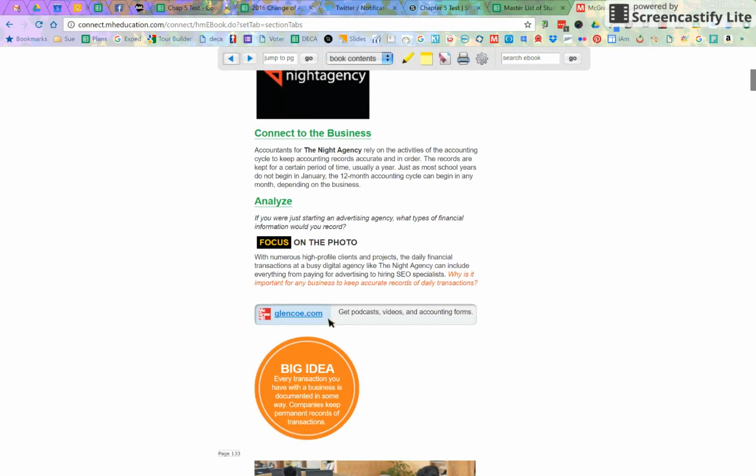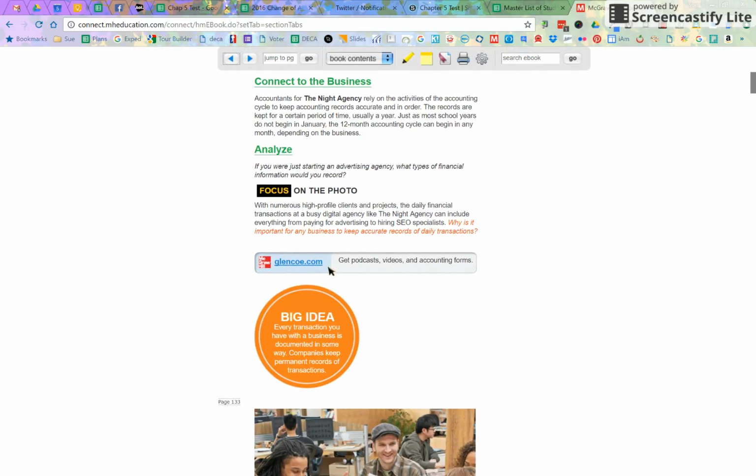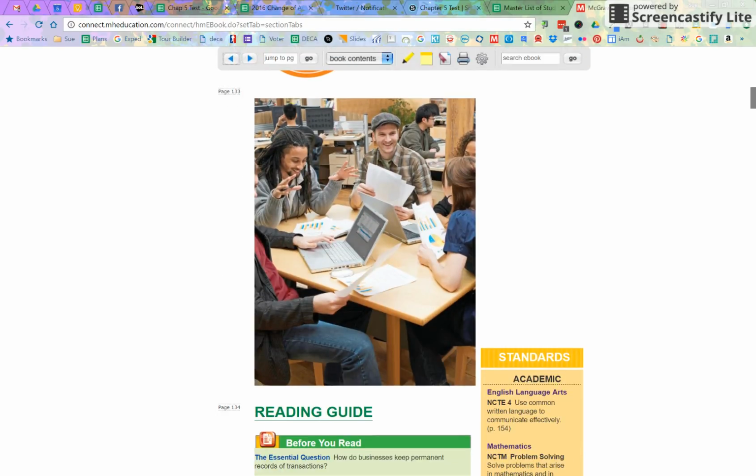Some of the basic big idea things for this chapter: every transaction you have in a business is documented in some way, and not in a T account. We're going to learn how to do that differently. And finally, in formal accounting papers, companies keep permanent records of all transactions.